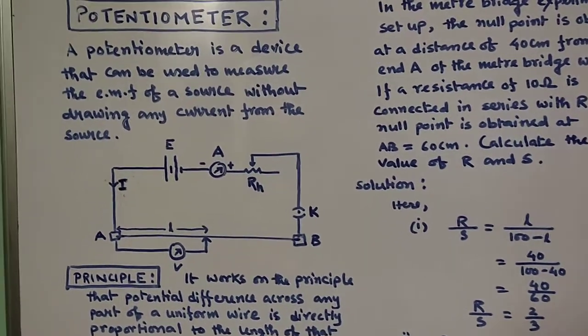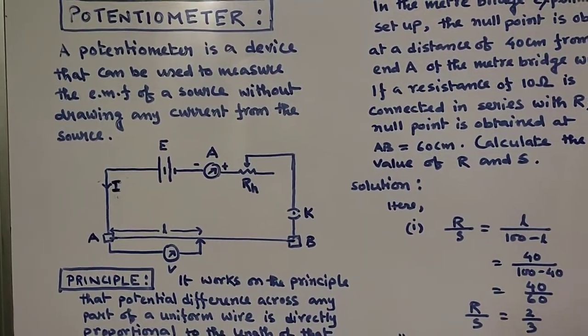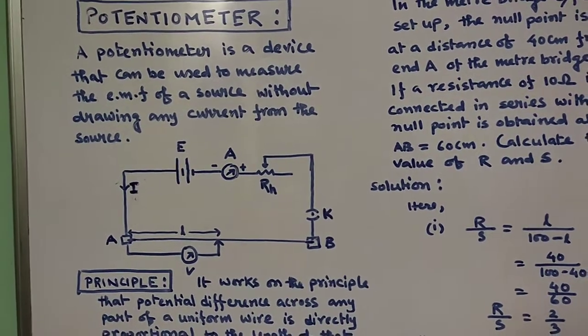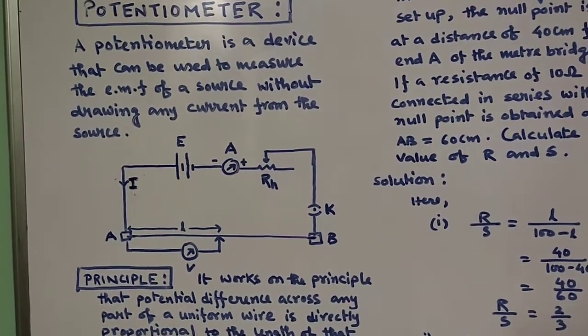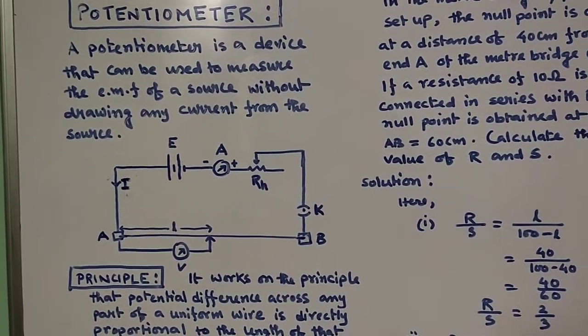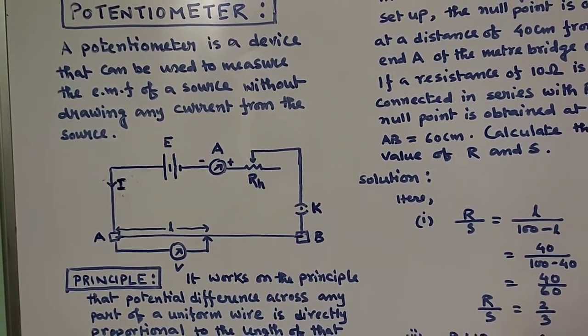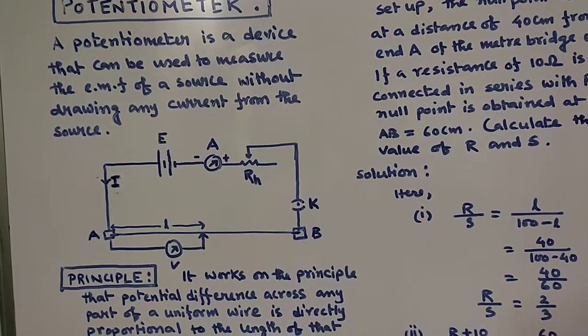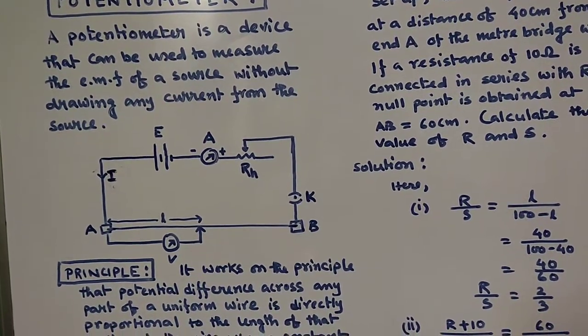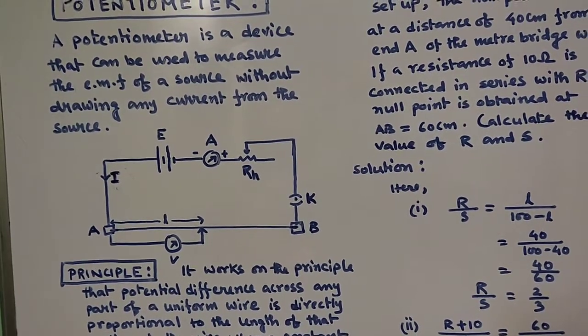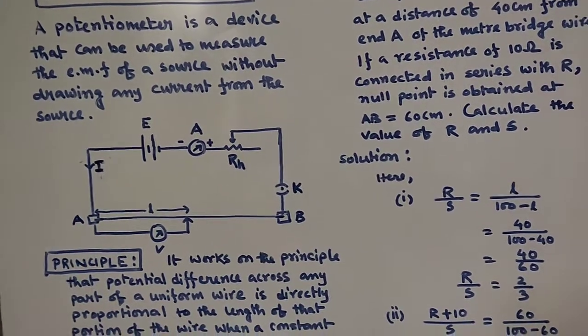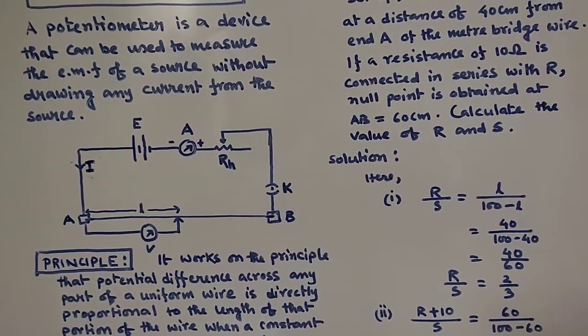Now in the setup, you see a source is there, an ammeter is there, a rheostat is there, that is RH. Rheostat is a variable resistance, and a key is there. So AB is the wire, and one voltmeter is connected with one end at A, another one is the free end. So we'll find the resistance for a particular length L by closing the key K.